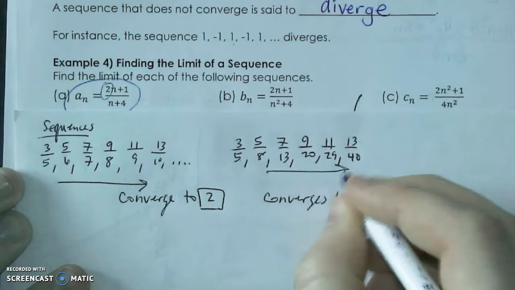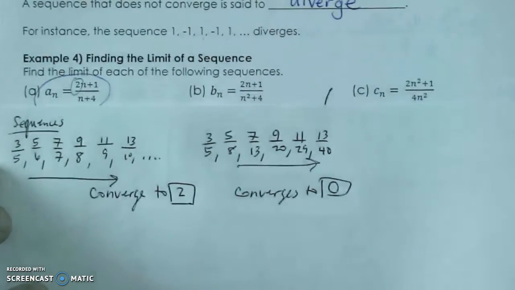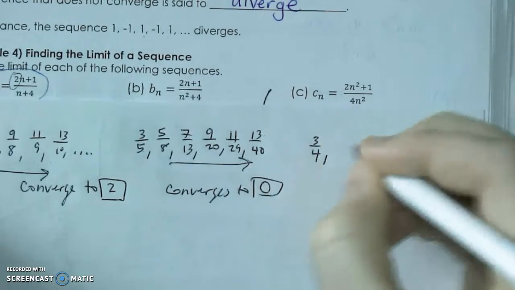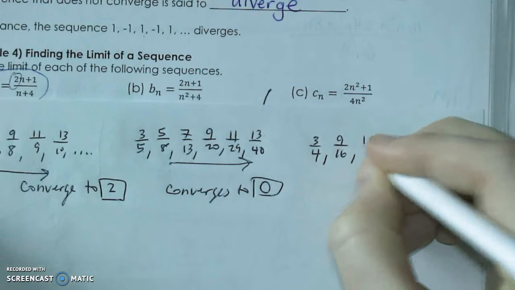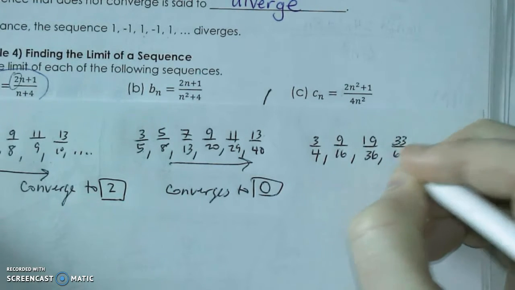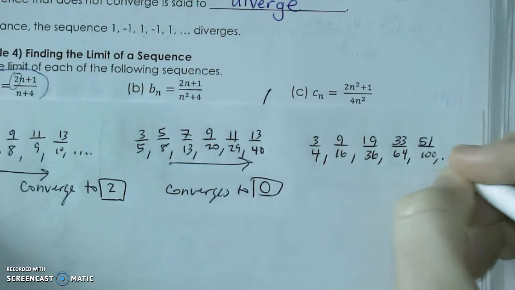This converges to 0 because the bottom will eventually outweigh the top and give you really small numbers. And then C, if you plug in 1, you get 3/4, and 2 is 9/16, and then 19/36, and 33 over 64, and 51 over 100, and we could keep going.